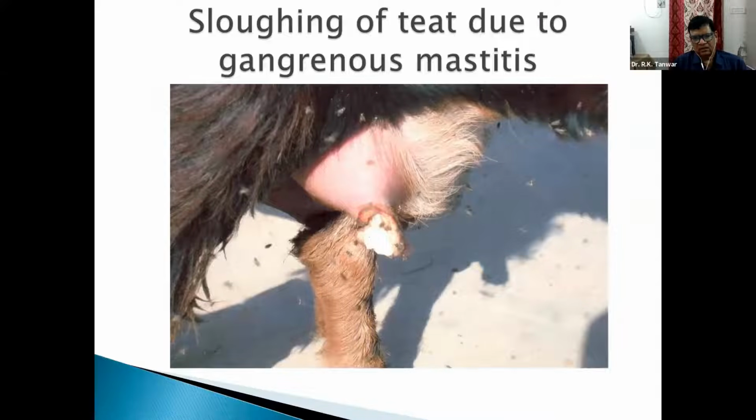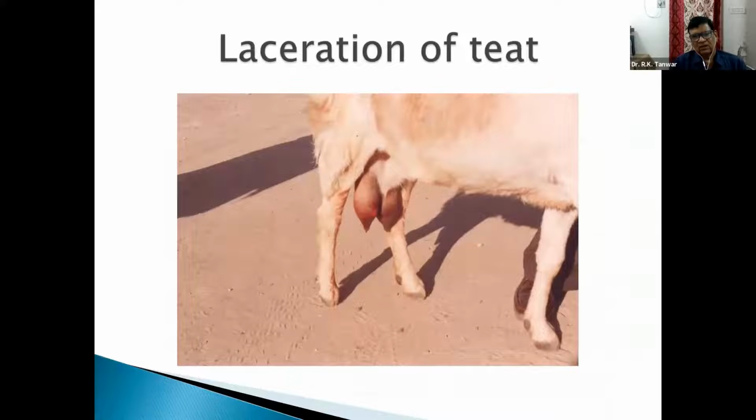In this picture, you can see that there was a complete sloughing of one teat due to gangrenous mastitis, and the cause was Staph aureus, CNS positive. This happens because the animal goes for grazing. In some cases, the owner brings the animal with a laceration of the teat. If there is no leakage, then there is no mastitis. Otherwise, we apply suture and dressing.